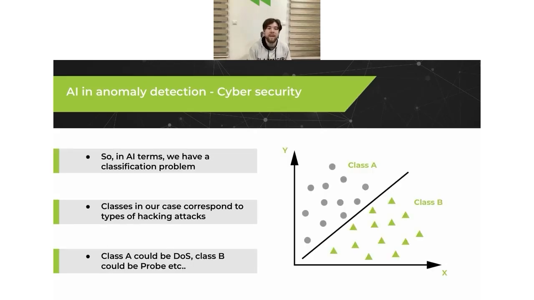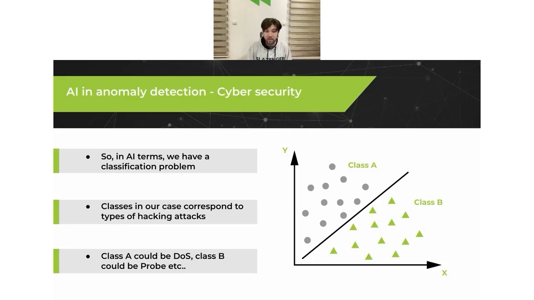So we have a classification problem in AI terms. So what does that mean? We are classifying each data point, each segment, or each row in the above-mentioned table into predefined classes or groups, which are our types of hacking attacks. For example, if you look at the diagram on the left, you can think of class A as DOS, you can think of class B as probe, for example. We have 5 classes, but we're just illustrating the point with this diagram.